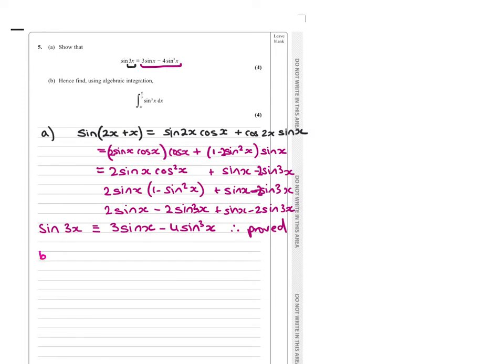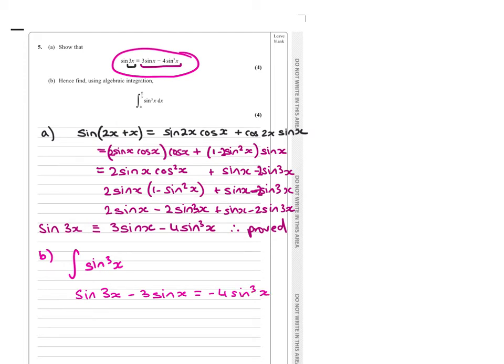So for part B, I want to integrate sine cubed x, but in the beginning, I don't know how to integrate sine cubed x. So I'm going to rearrange this lovely formula that we've just proved, okay? When in doubt, look up. Look up to the previous part of the question. Right, so here we have sine of 3x minus 3 sine x equals minus 4 sine cubed x, okay?